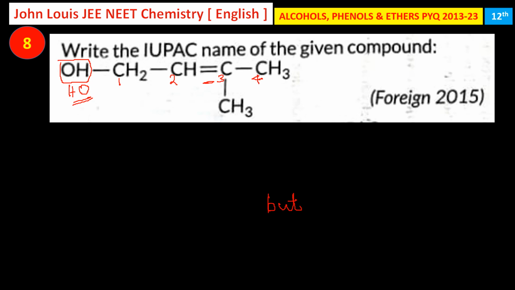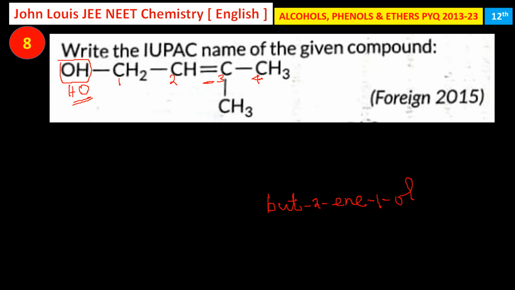Okay, is there any double bond or triple bond? Yes, there is a double bond. In which position is the double bond? Between the second and third carbon. Therefore, we have to put but-2-ene. And alcohol is there in the first carbon. OH is bonded to the first carbon. Therefore, -1-ol.